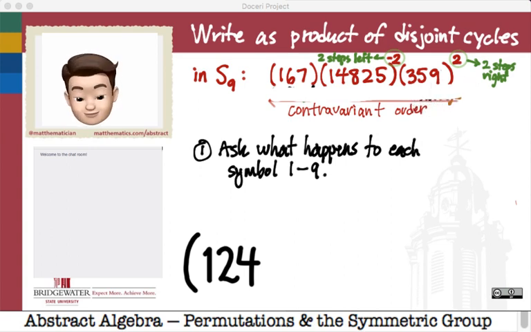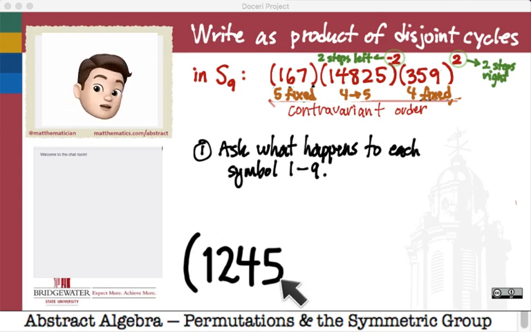4, nothing happens in this first cycle. In the second cycle, 4 is going to end up taking 2 steps to the left, 1 step to the left, and then 2 steps to the left wraps me back around. So 4 goes to 5. And then 5, which is now the input to my third permutation, is not being changed by that third permutation. So the net result is that 4 goes to 5.